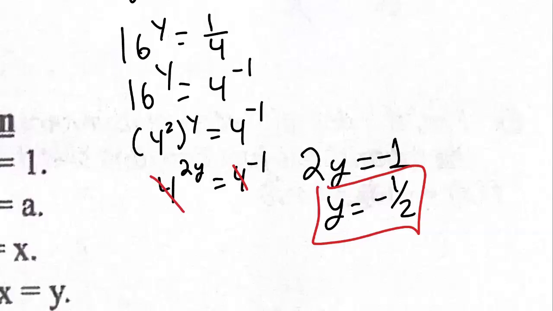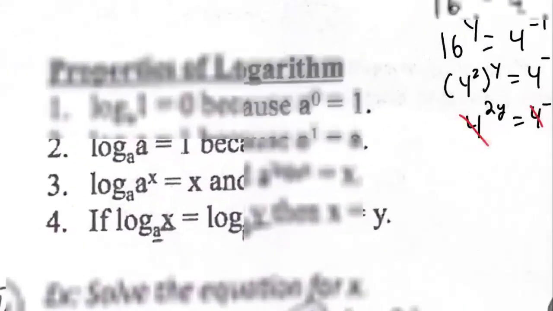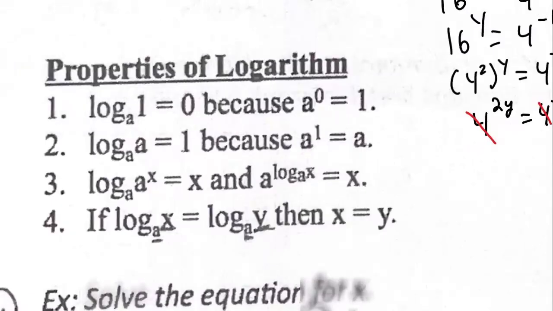Okay. So the properties of logarithms. Log base a of 1 is equal to 0 because a to the power of 0 is 1. Log base a of a is equal to 1 because a to the power of 1 is equal to a. Log base a of a to the power of x is equal to x. This one is pretty much using the power rule of exponents. You're moving the exponent up front.